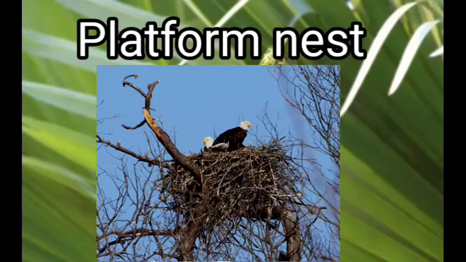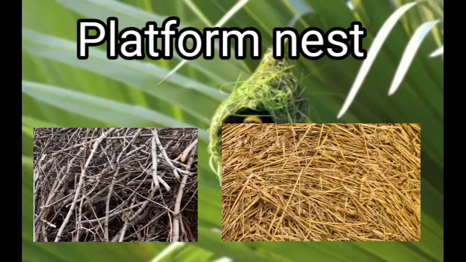One is the platform nest. So the birds like eagle, vulture and all will build their nest on the topmost part of the branch of the tree or on the rocks. Such nests are called platform nests. The name of this platform nest is eyrie, E-Y-R-I-E. Materials used in building this type of nest are, first one you can see twigs, and second one is straw.